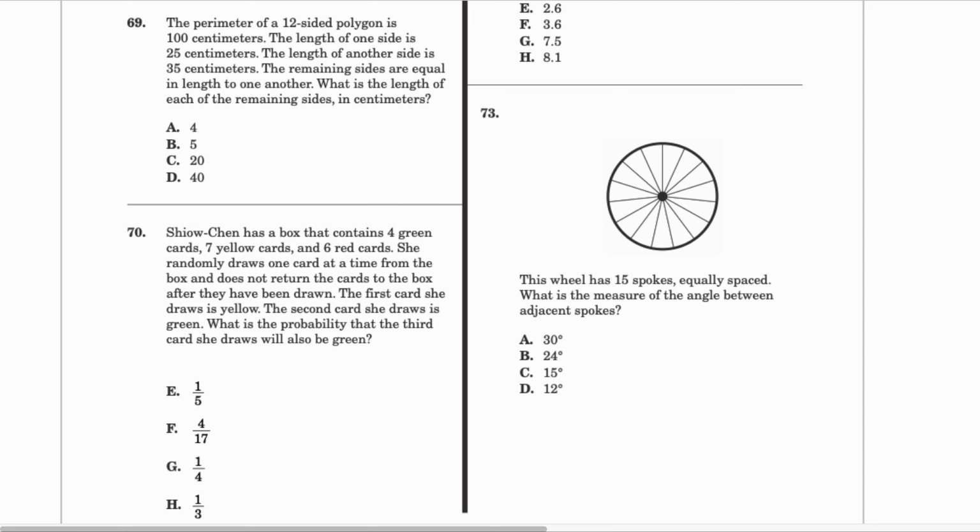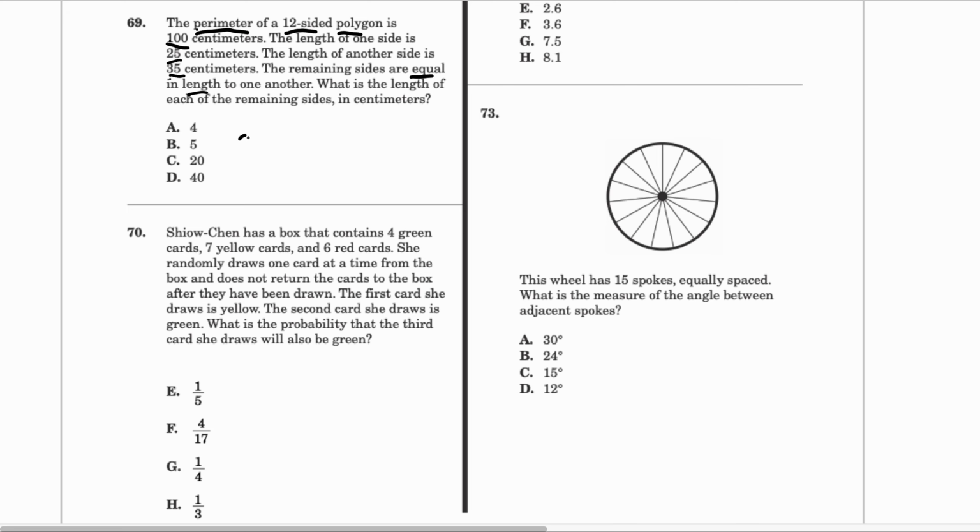Okay, 69. So we have the perimeter of a 12-sided polygon, and we're told that it's 100 centimeters. And the length of one side of this polygon is 25 centimeters, whereas the length of another side of it is 35 centimeters. And then we're told that the remaining sides are equal in length to one another, and we're being asked what that length is.